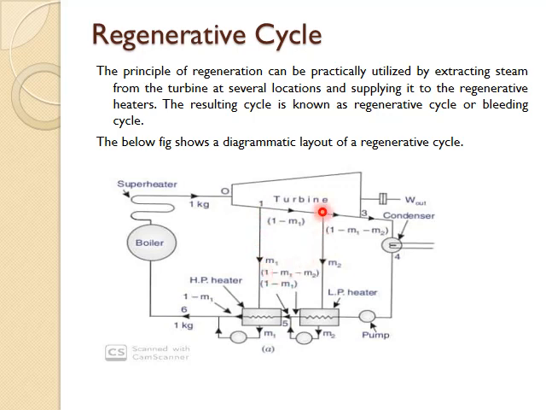Similarly, at location 2 also, we are extracting m2 kg of steam from the turbine and sending this steam to the low pressure heater. Again, the condensate which comes from the condenser will exchange heat here. And finally, the feed water which comes out of both the low pressure heater and the high pressure heater will be sent to the boiler. So this is the working principle of the regenerative cycle.